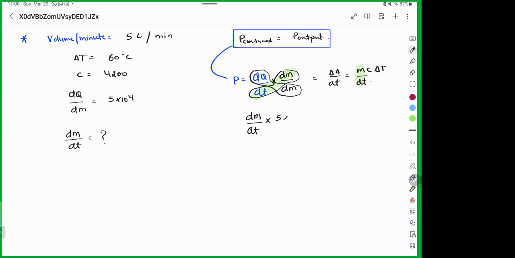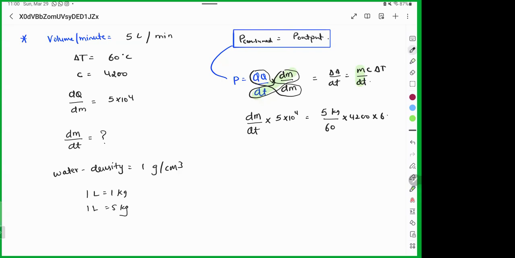dq by dm is 5 into 10 raised to power 4. Remember, for water, density is equal to 1 gram per centimeter cube. It means 1 liter is equal to 1 kg. 5 liter is equal to 5 kg. Correct? So dm is 5 kg per minute. Per minute means 60 seconds. C value is given and temperature value is given. You can do further calculation because you have to calculate dm by dt.